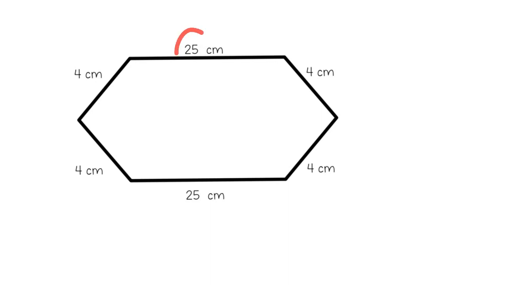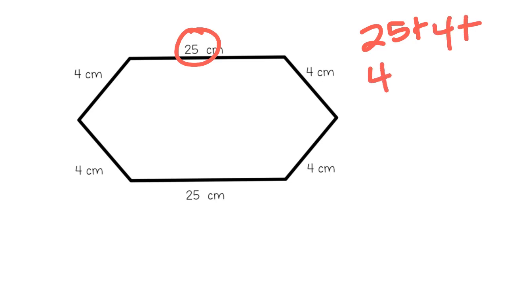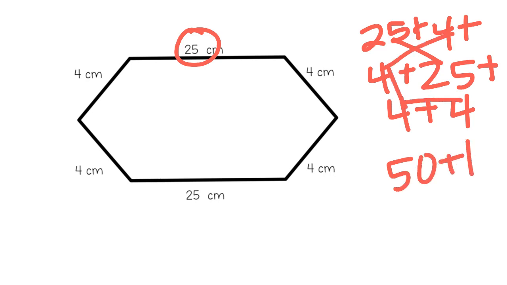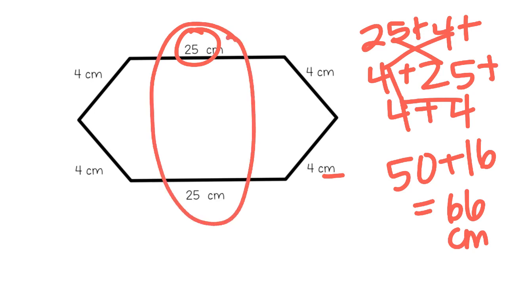That's where I always start. And do 25 plus 4 plus 4 plus 25 plus 4 plus 4. So you can add all that up. I would do 25 and 25 first and get 50, and then 4 and 4 is 8, plus 4 more is 12, plus 4 more is 16. And I would get 66 centimeters.